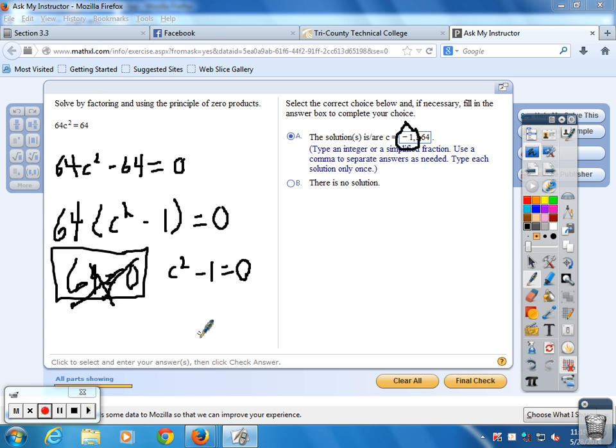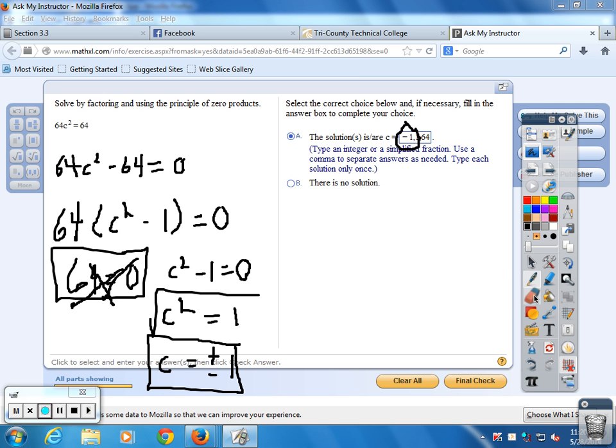C squared is equal to what? Well, C is equal to plus or minus 1 is your final answer, yes. So C squared is equal to positive 1. Take the square root of both sides. C is equal to positive or negative 1. And that's your final answer.